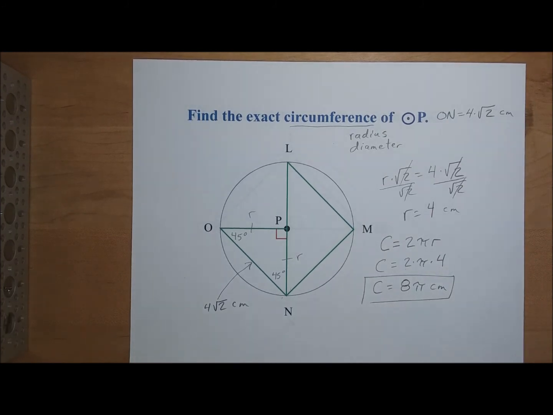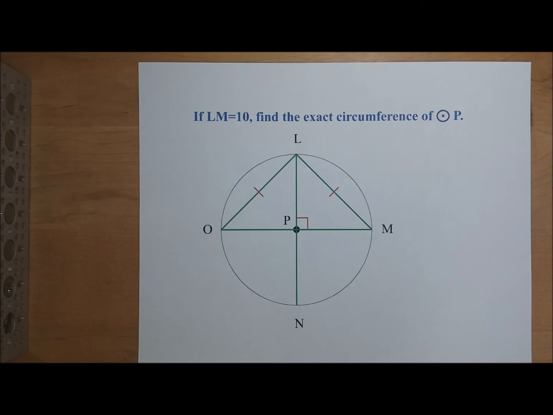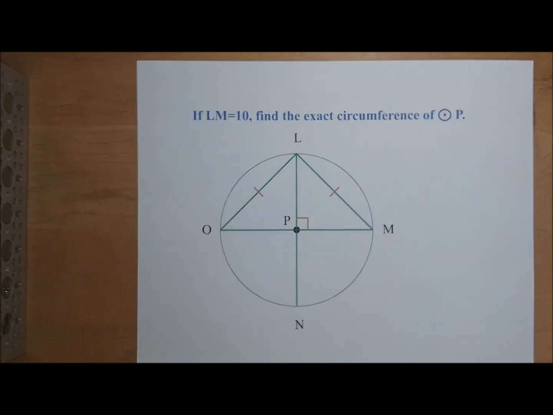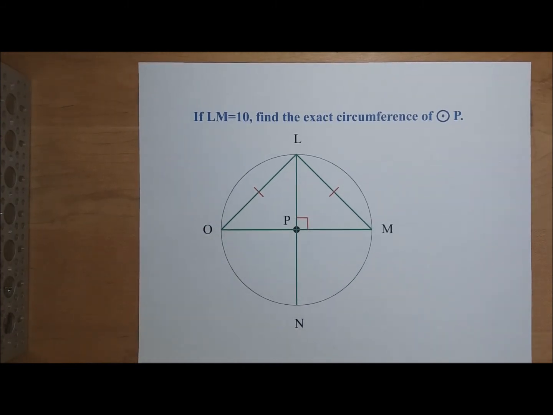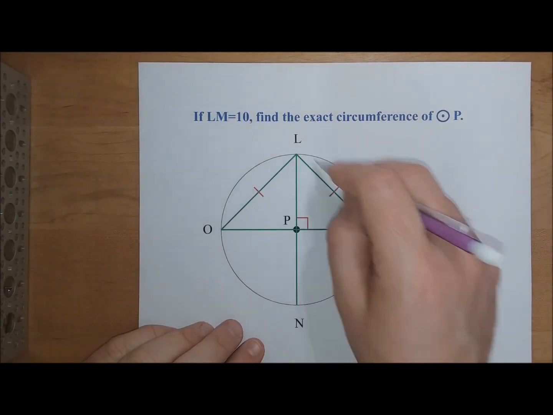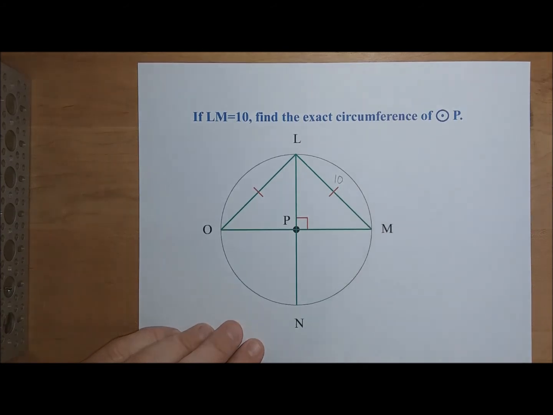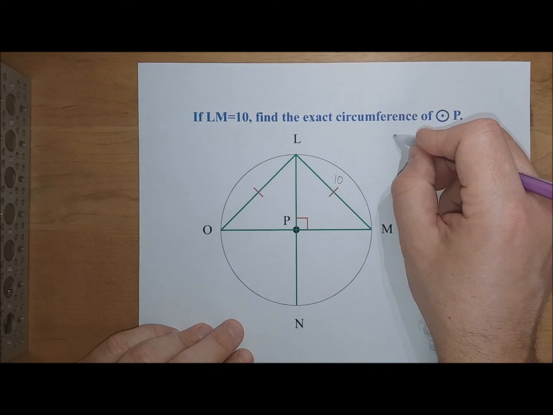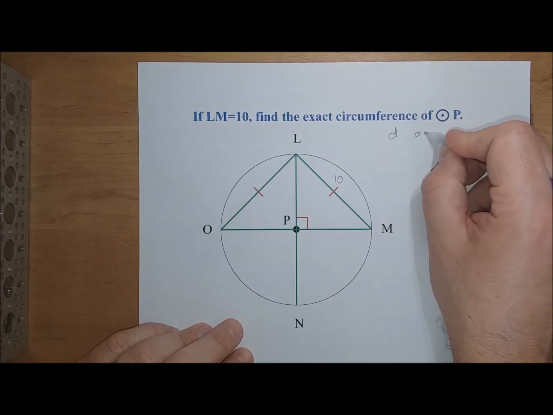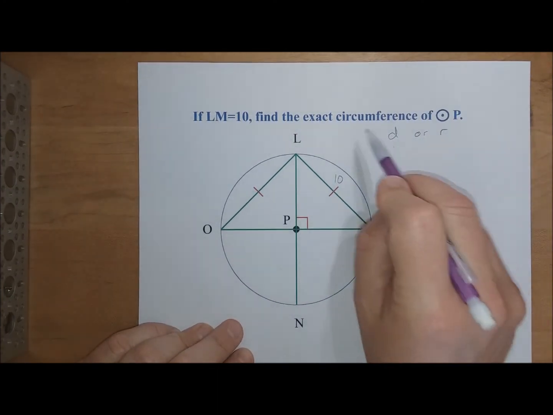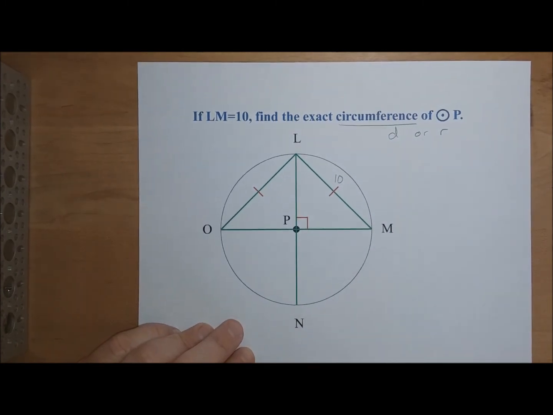Good. All right, one last example, guys, and then I will wish you good luck on the homework. Here they tell us that LM is 10. Could we find the exact circumference of this circle P? So this segment here is 10 units long. And, well, I'm going to need to know either D or R. I got to know one of those if I'm going to find the circumference, right?